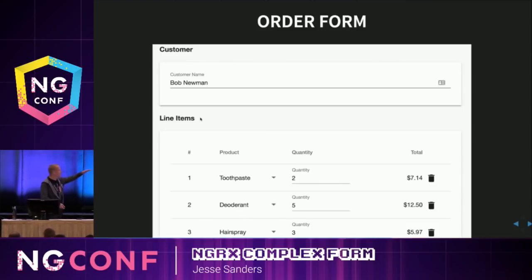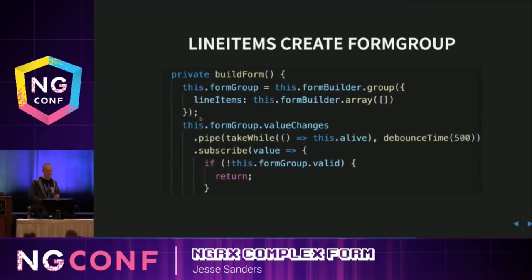So it's a little more complicated. Each one of these lines here is its own form group, and then those are getting put into an array of form groups. And in that way, each one of those can be validated individually, and then we can add validators to that and assign it directly to that line item. So a little bit more complicated. So let's take a look at how we implemented this.